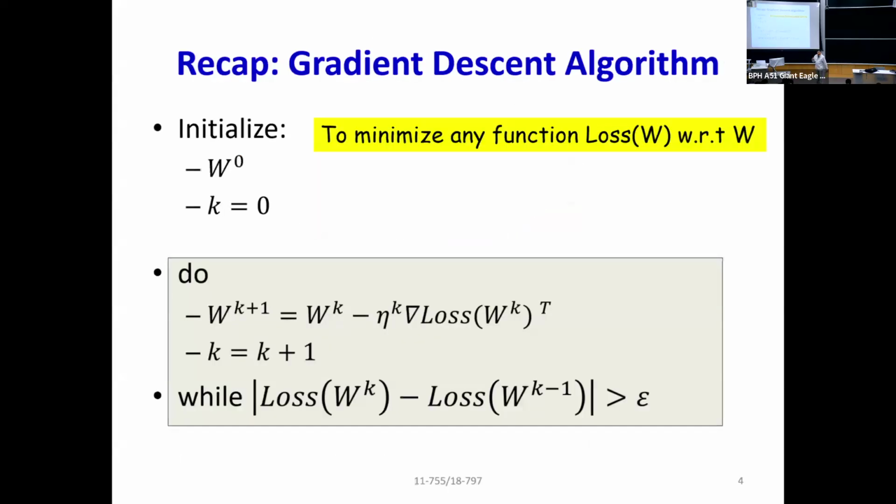Now recap how gradient descent worked. This works for any function that we're trying to minimize. We would start off by initializing our guess for the optimum. And then when we want to minimize it, we keep taking steps against the gradient. And why do we take a step against the gradient? Anybody? Why do we take, yes?